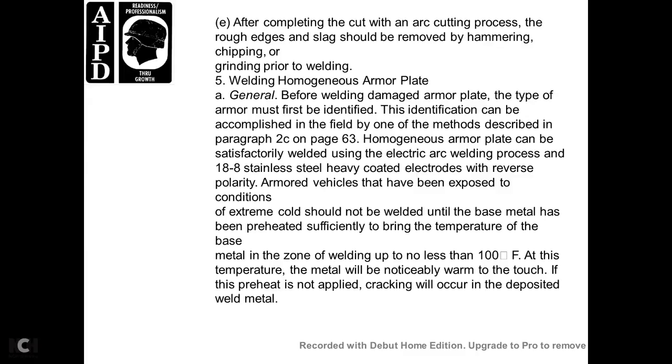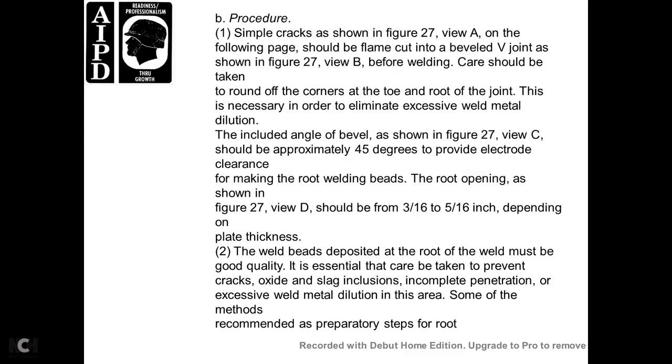Welding homogeneous armor plate. Before welding damage to the armor plate, the type of the armor must first be identified. The identification can be accomplished in the field with one of the methods described in paragraph 2C of page 63. Homogeneous armor plate can be satisfactorily welded with the electric welding arc process and 18-8 stainless steel with heavy coated electrodes, reverse polarity. Armored vehicles that have been exposed to conditions of extreme cold should not be welded until the base metal has been preheated sufficiently to bring the temperature of the base metal zone of the welding to not less than 100 degrees Fahrenheit. The temperature of the metal should not be noticeably warm to the touch. If the preheat is not applied, cracking will occur in the deposited weld metal.